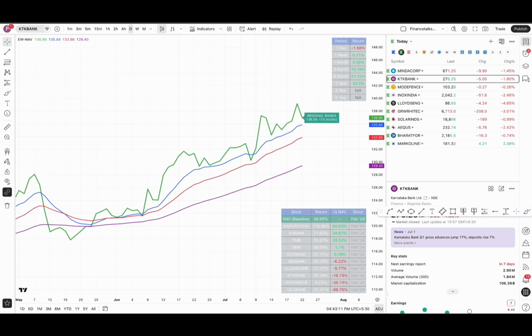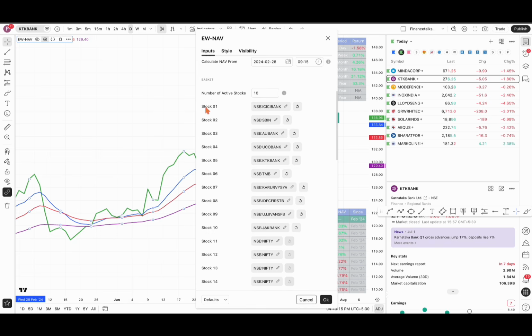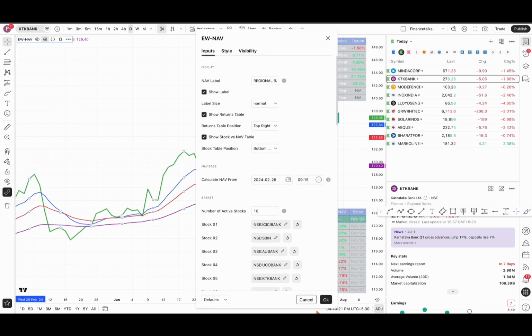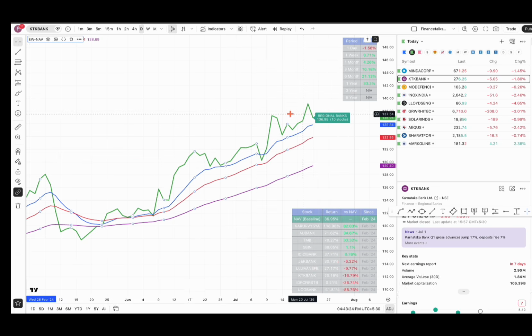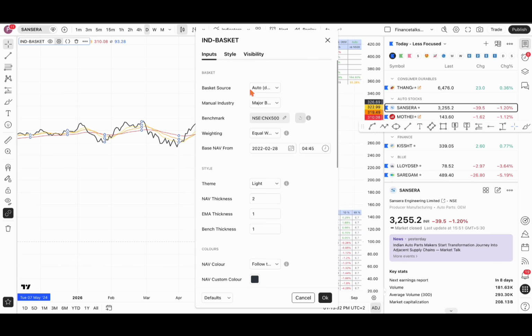In this indicator, what you have to do every time is select all the stocks from over here one by one according to the market cap, and then check it for every stock. I have made an indicator right over here which is exclusively available for the exclusive members, academy members. So it is basically a basket source, then a manual industry selection.